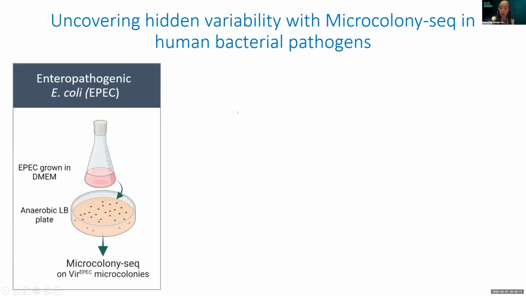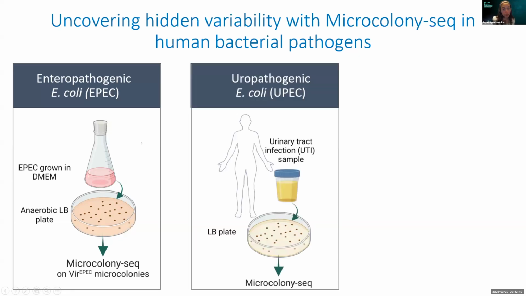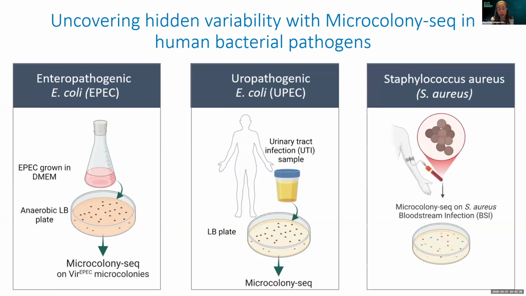We applied microcolony-seq on three main human pathogens: on EPEC, enteropathogenic E. coli, under host-mimicking conditions. We applied it on UPEC from a urinary tract infection sample. We obtained a urine sample from the clinic and we simply directly plated it on an agar plate. We identified phenotypic heterogeneity. And we also applied it on Staph aureus, a gram-positive bacterium, from a bloodstream infection, bacteremia.